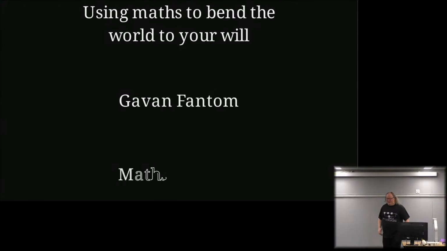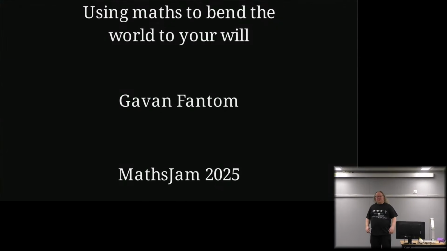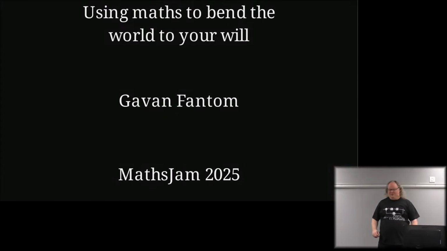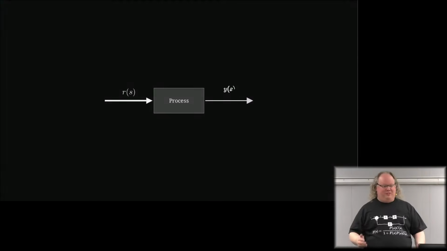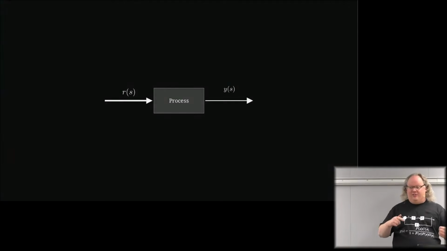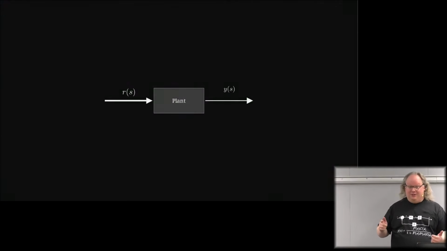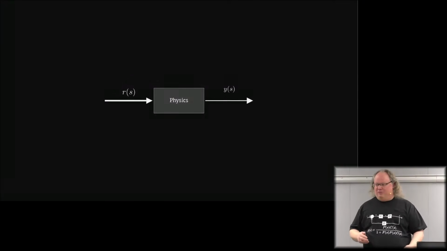Hello. Right, yes, using maths to bend the world to your will, aka a gentle, quick whistle-stop tour of the basics of control theory. So, we can have some sort of physical process. We've just heard about physics. An engineer might call it a plant. But we're mathematicians, so maybe we'll just call it physics.